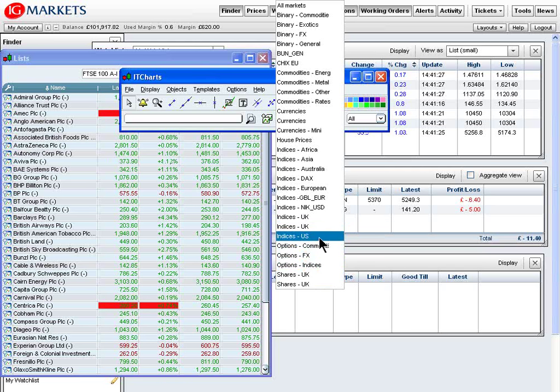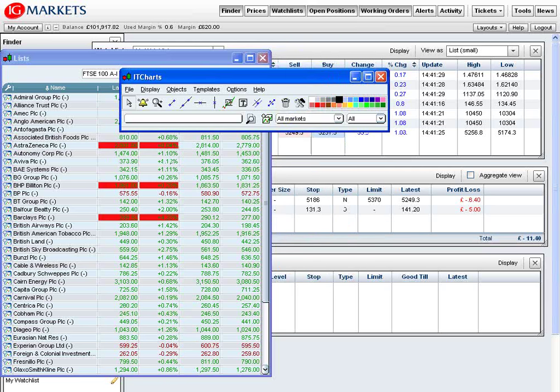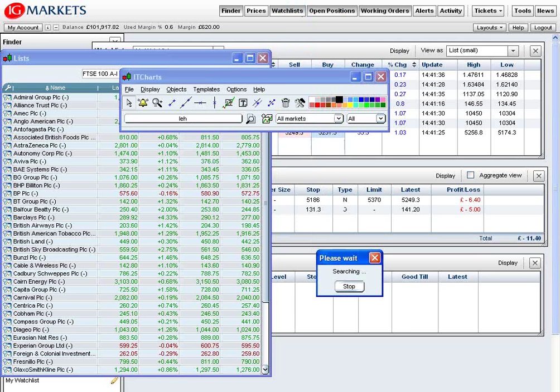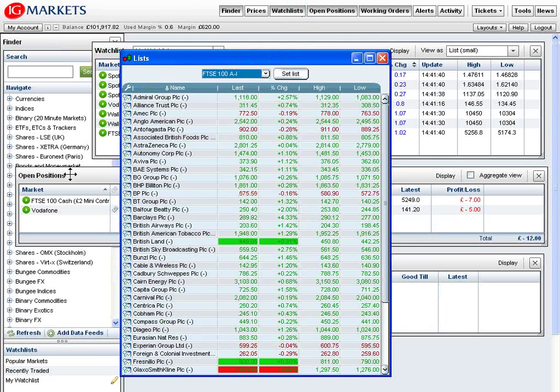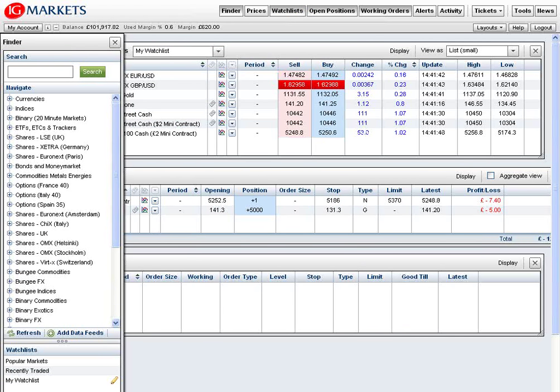Don't think I can on this demo version. I don't think I can bring it up. Let's just have a quick search, because I'm working on the demo platform here. So on the demo platform, because we have to pay exchange fees, we limit some of the markets that are available.